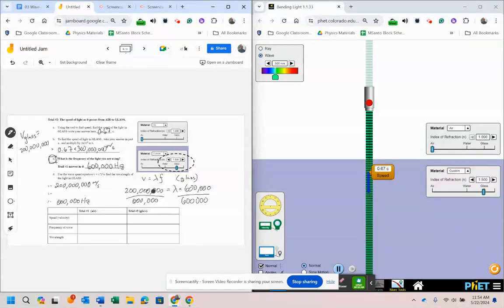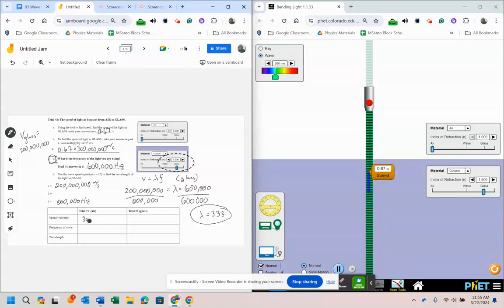I have 200 million divided by 600,000. I end up getting a wavelength of 333 as my wavelength. So for this, for trial 1, we have air.